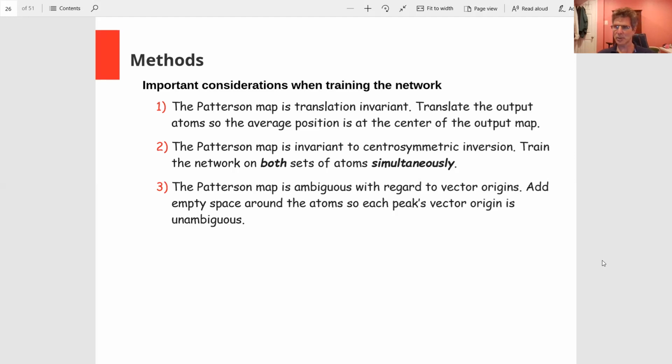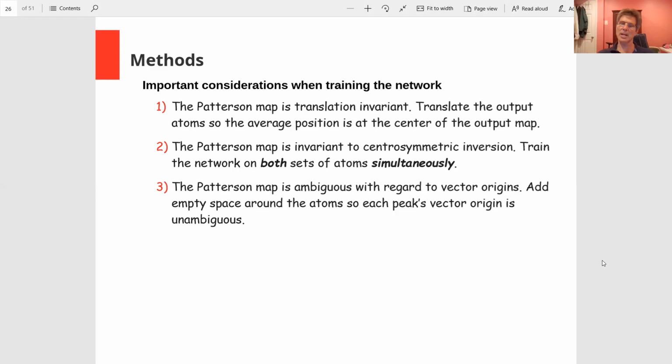That's the centrosymmetry operation. You can think of it kind of like a mirror image, even though it's not really, but it's a centrosymmetry inversion. And a group of atoms, or an electron density that's made from a group of atoms, and an electron density that's made from the centrosymmetry of those same atoms, both have the same Patterson map.